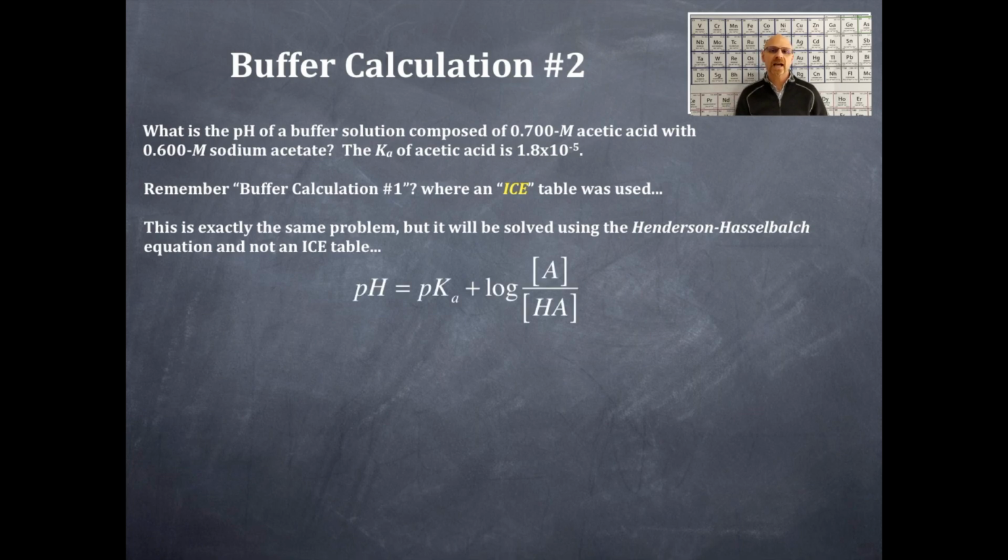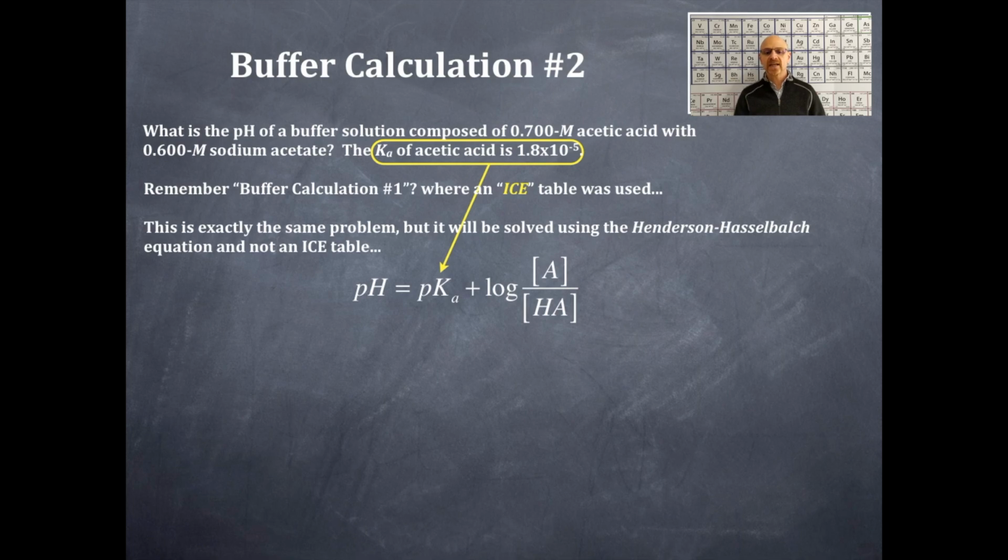So this is the Henderson-Hasselbalch equation, which is the pH is equal to the pKa plus the log of the conjugate base over the conjugate acid. So let's look at this problem and figure out what parts we actually have. We most certainly do have the Ka. We can plug that in here, take the negative log of that, and get the pKa.